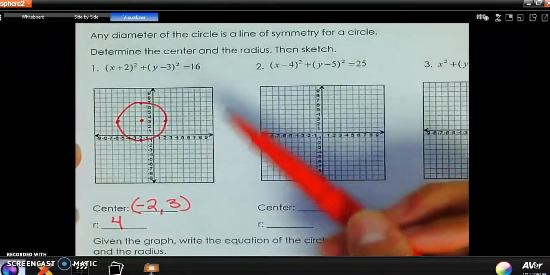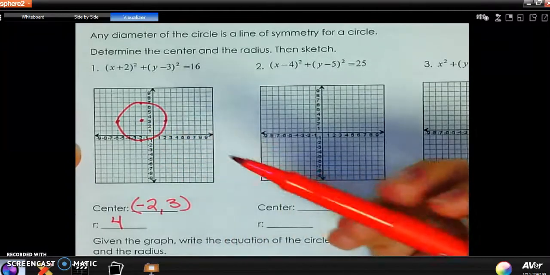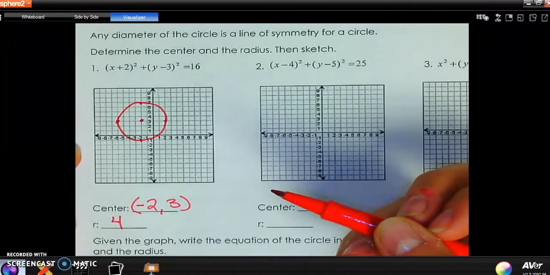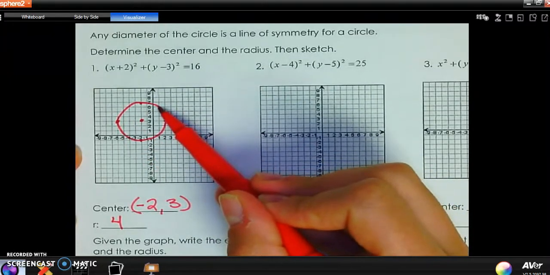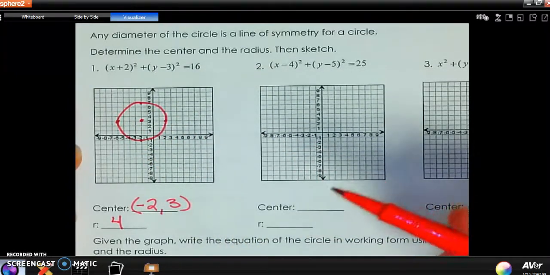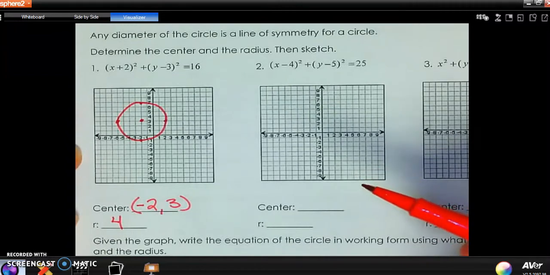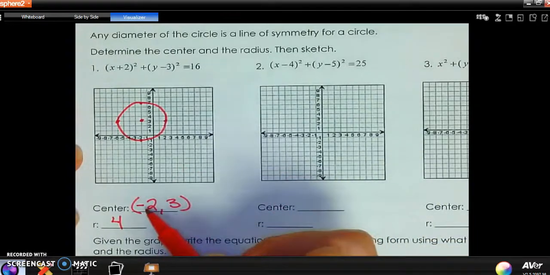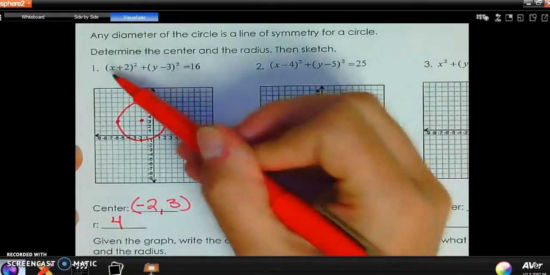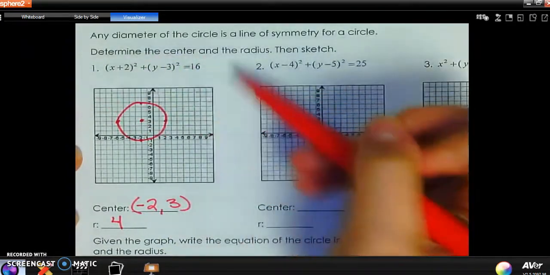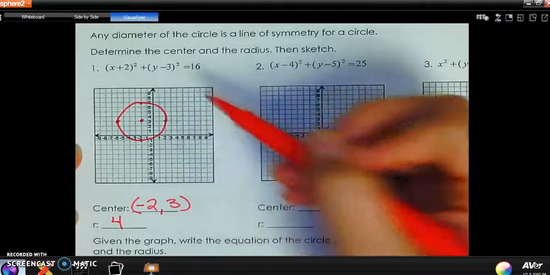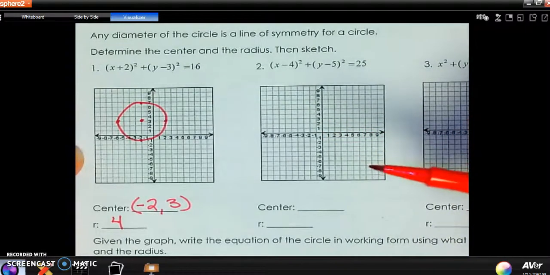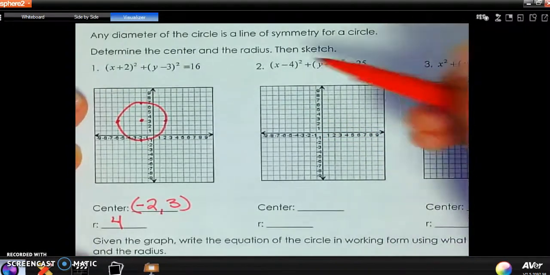Now, other questions they might ask you on the test, they might say something like, which of the following points lies on the circle? Well, you could sketch it out and see that a point might be on there. But if you are ever asked to determine if a point lies on the circle, and I'm telling you this because it is a test question, if you plug in the coordinates of the x and y values, it should make the equation true. If you plug in the coordinates and it does not make the equation true, then it does not lie on the circle. Okay. All right, let's graph this one now.